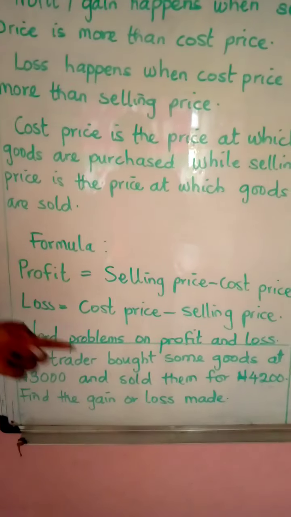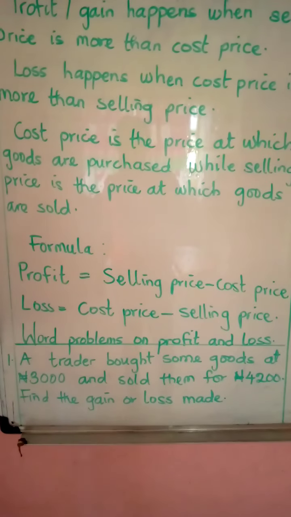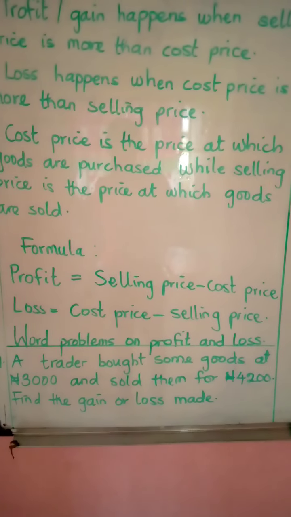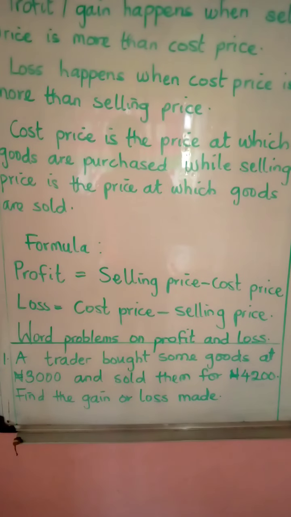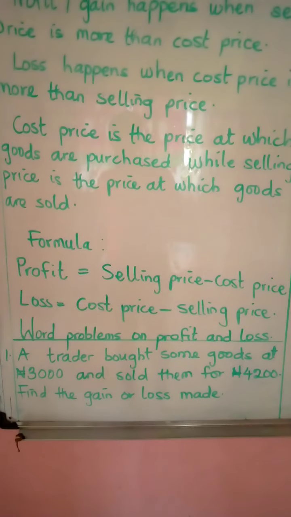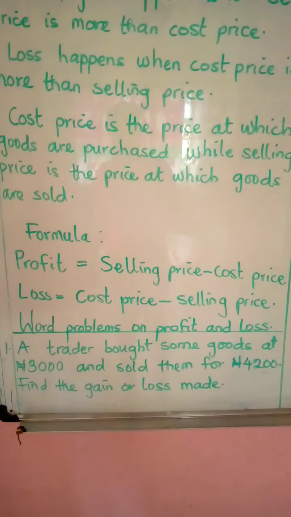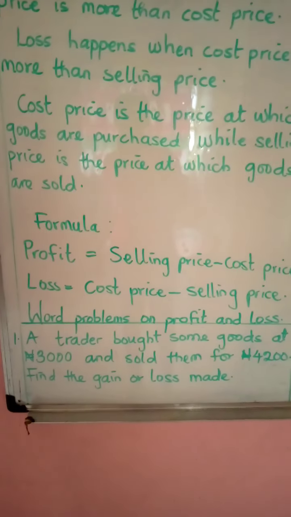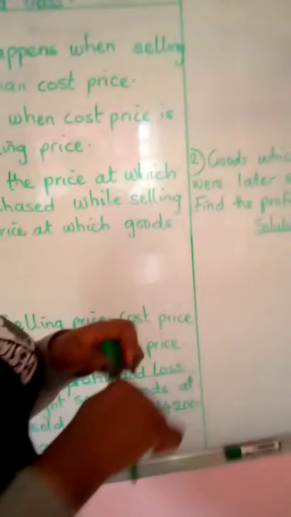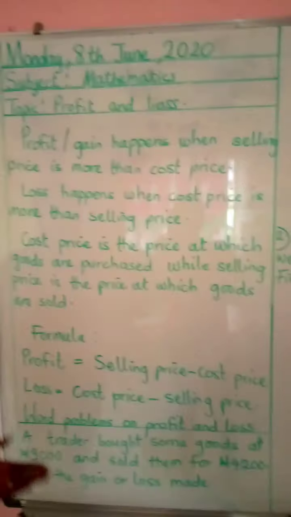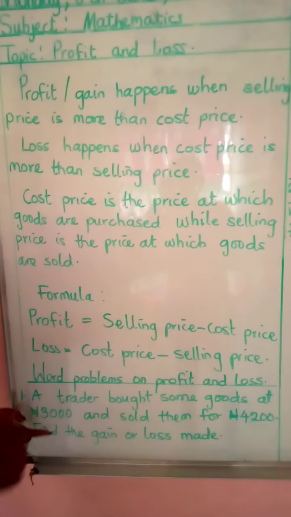A trader bought some goods at 3,000 naira and sold them for 4,200. Now, we want to find out if it's gain or loss. Let's do this together, okay? Now, remember I said your cost price is the amount you bought the goods. So we have here some goods bought at 3,000 naira.